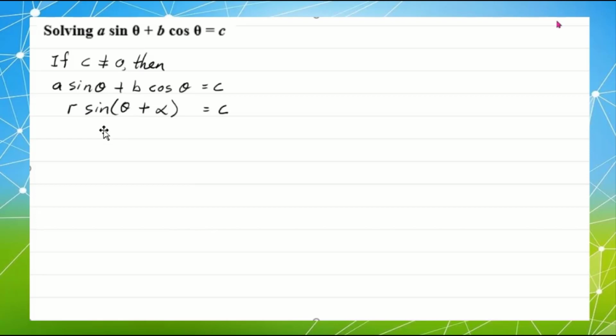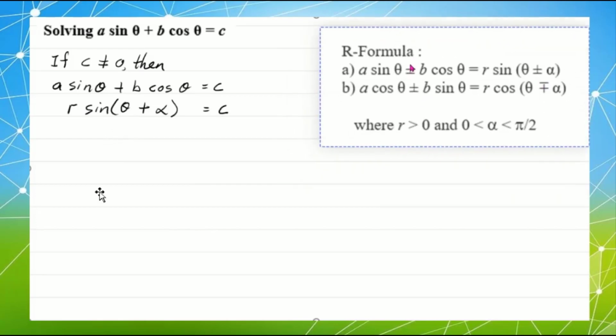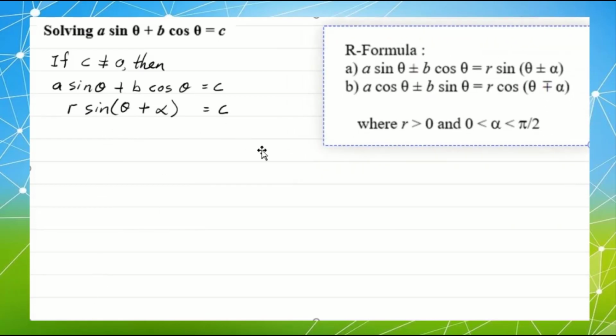So what is the R formula? Then we look at here. The R formula is the expression that is in the form R sine of theta plus or minus alpha, or R cos of theta plus or minus alpha, where R is a positive value and alpha is a value which is greater than 0 and less than pi over 2.